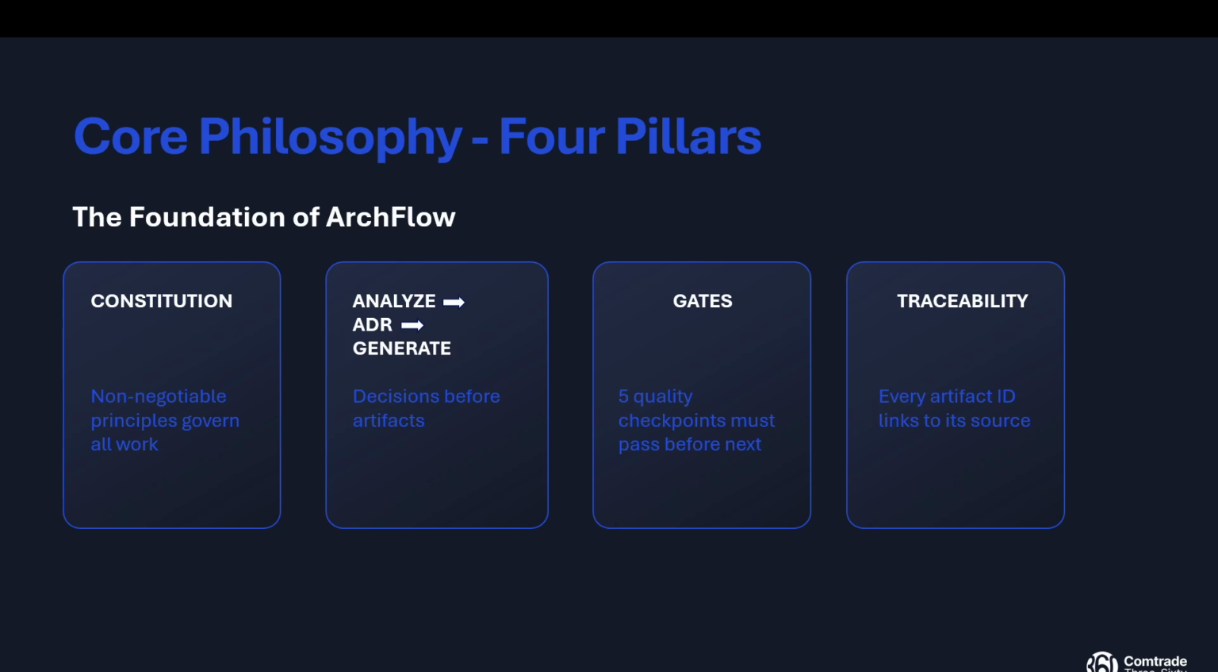The fourth pillar is traceability. Every artifact in ArchFlow has a unique ID, and every ID links to other IDs. A component links to the requirements it fulfills. An API, for example, links to the component that exposes it. A threat links to the asset it threatens. You can follow these links in any direction, and this is how you answer the question, why does it exist 6 months from now, for example.